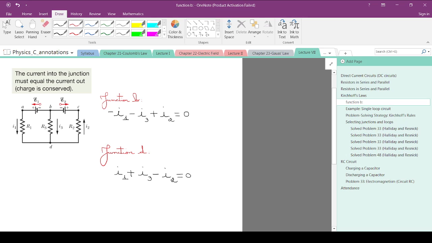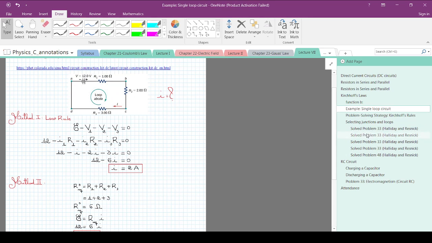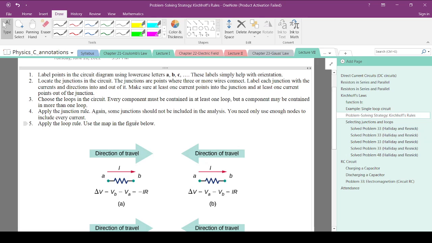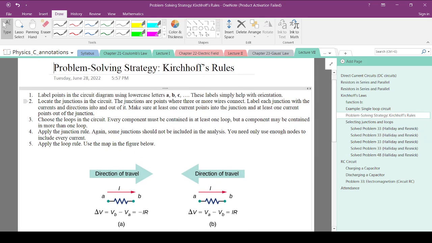Remember, if you have equations that are linearly dependent, that means in your matrix you're going to have at least two rows that are dependent, and then you cannot solve. The determinant is going to be 0, so it's not going to work in this sense. Okay, let's go back to our rules, our strategy to solve.